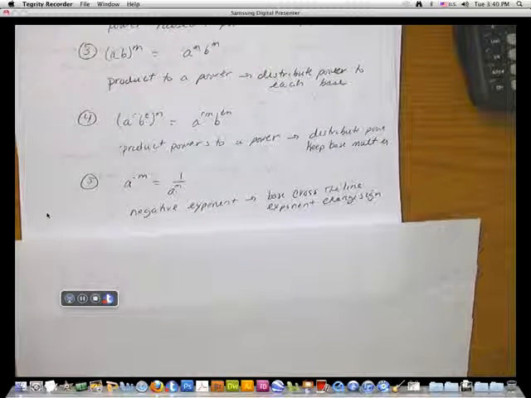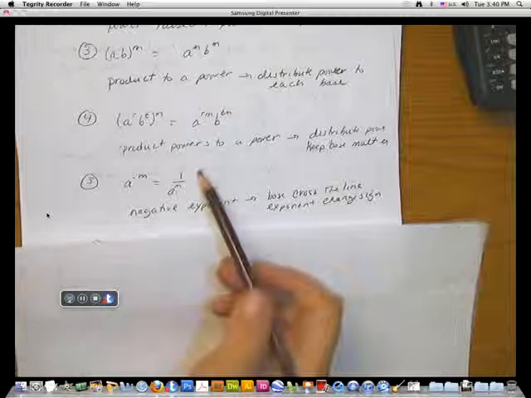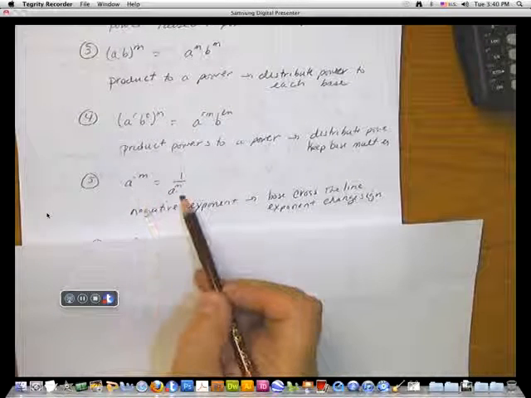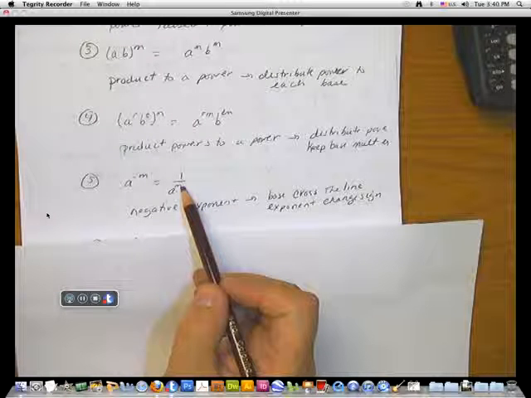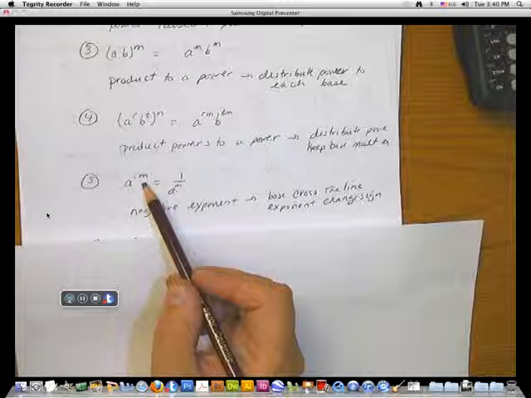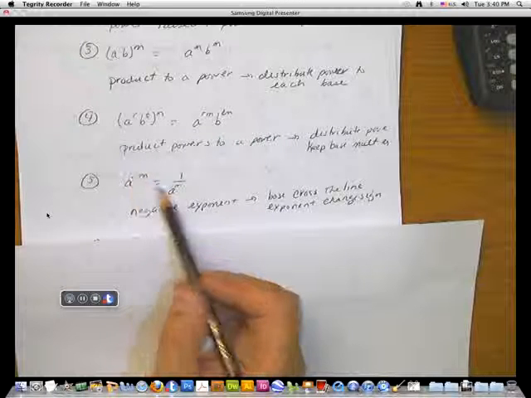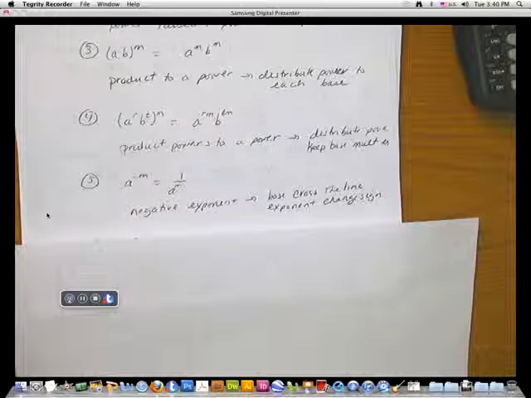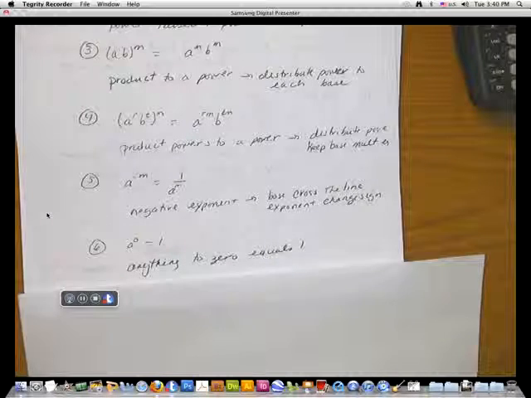Rule number 5 says if you have a negative exponent, you're going to cross the line, change the sign. The base, in this case A, is going to cross the fraction line, and the exponent changes sign. Anytime you have a negative exponent, it's going to cross the fraction line, and then the exponent's going to change signs.